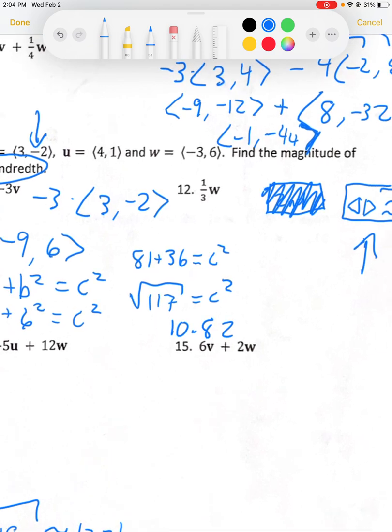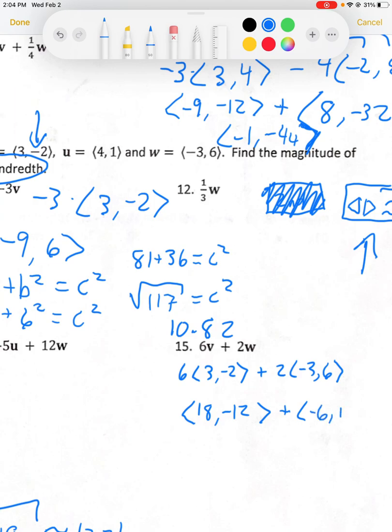6v plus 2w is going to be 6 times 3, negative 2, plus 2, negative 3, comma 6. That'll be 18, negative 12, plus 6, negative 6, 12. Now, technically, this is where you should start, because this isn't the best notation, the first line here. That's not really how you write those things. But I'm writing it just for the emphasis point because I'm not in front of your face. So then we're going to get negative 12, 0.